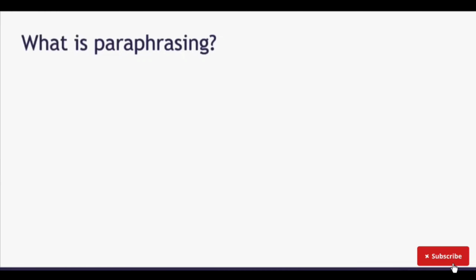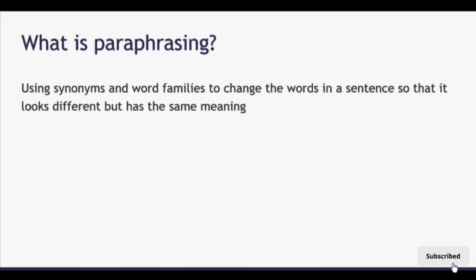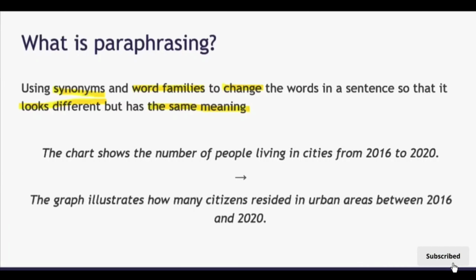Paraphrasing uses synonyms and word families to change words while keeping the same meaning. On screen, you may notice some words we discussed earlier. For example, shows is replaced with illustrates, people with citizens, and cities with urban areas. In academic writing task 1, you need to paraphrase the question to write the introduction to your report.